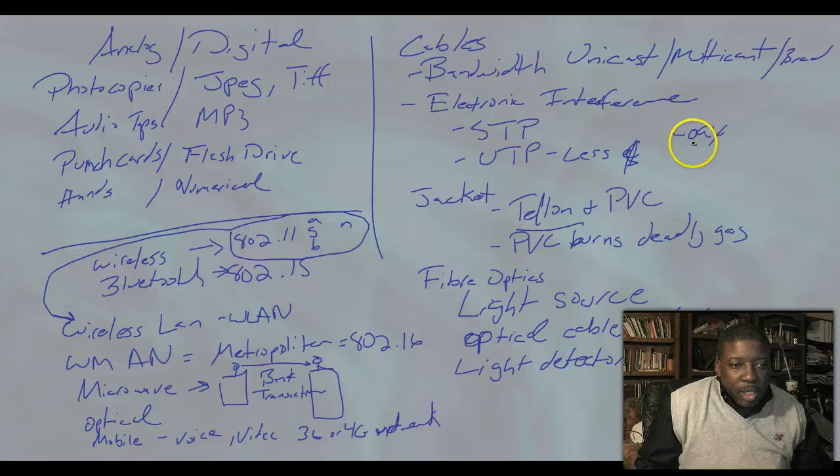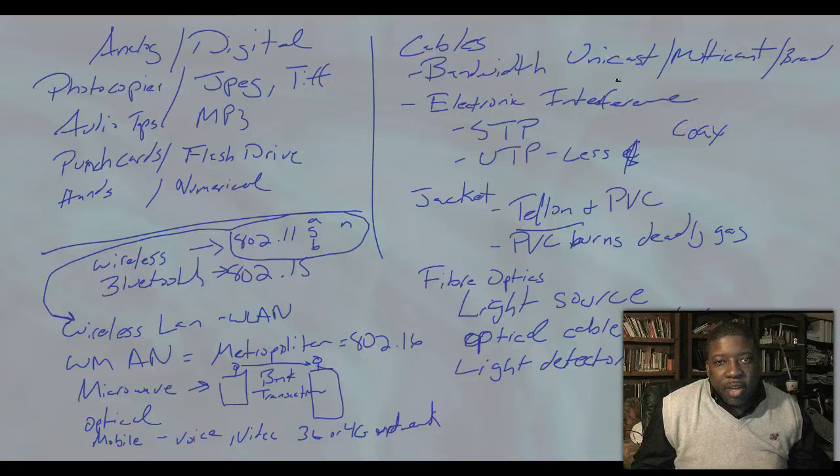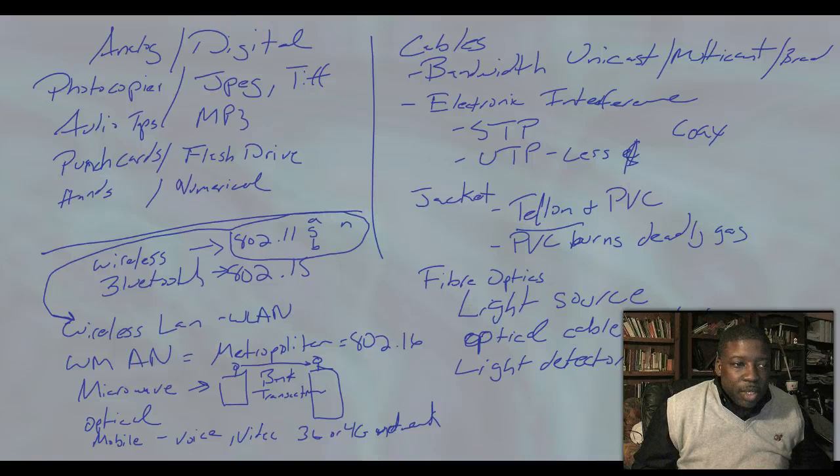Oh, there is another type of cable I didn't mention. I knew that was something I was missing. Coax. Coax is the cable that you basically have in your house, and it's very flexible and can transmit high bandwidth data. That's pretty much what's running in your house right now, a coax cable.